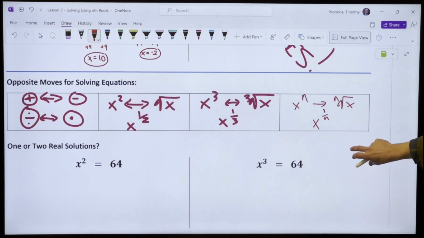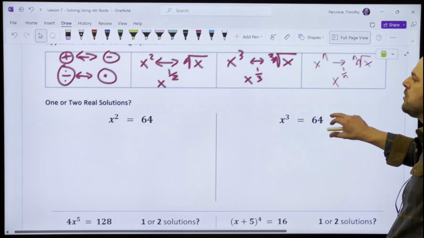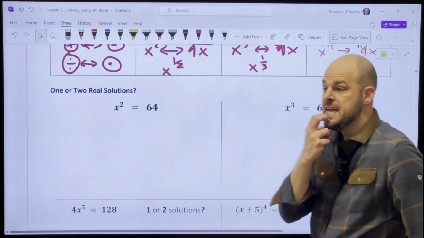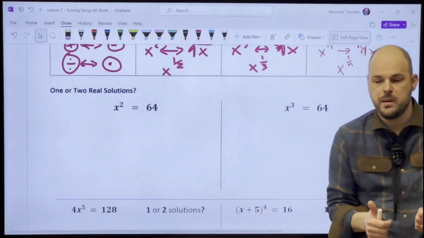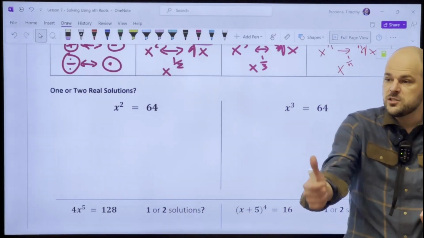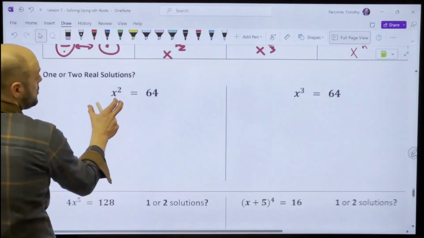Okay, so now before we get into some harder ones, let's talk about some ones we can already do and analyze a little bit the 1 or 2 solution situation. One of the biggest things that trips people up here is not knowing when it's a 2 solution one, when it's a 1 solution one. So we're going to make sure that we understand that.